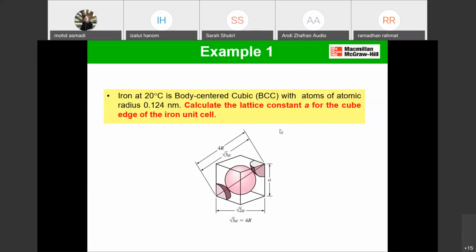So we continue. Iron at 20 degrees C is a body centered cubic, BCC, with atoms of atomic radius 0.124. Calculate the lattice constant A for the cube edge of the iron unit cell. Can you do this one for example one? How can we do it for the BCC? What is the A, or the lattice constant, for the cube?